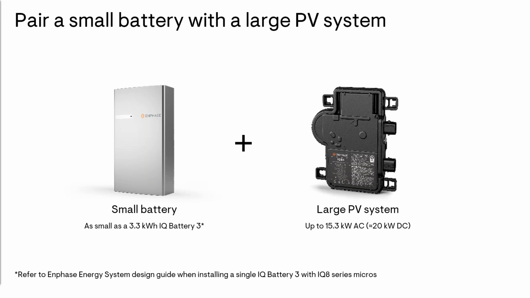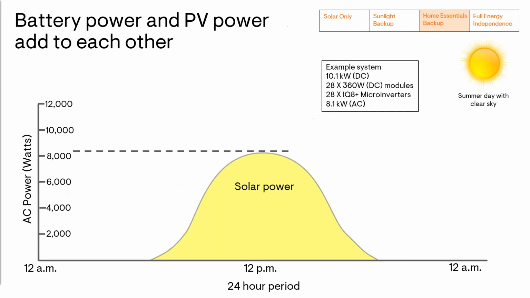Now that we're introducing a battery into the configuration, let's review one of the key benefits of the new IQ8. Since the IQ8 can respond extremely quickly to changes in power demand, and this helps keep the microgrid stable, the strict 1.5 to 1 ratio of solar AC power to battery AC power no longer applies with the IQ8. That means a large PV system can even be paired with a single IQ battery 3.